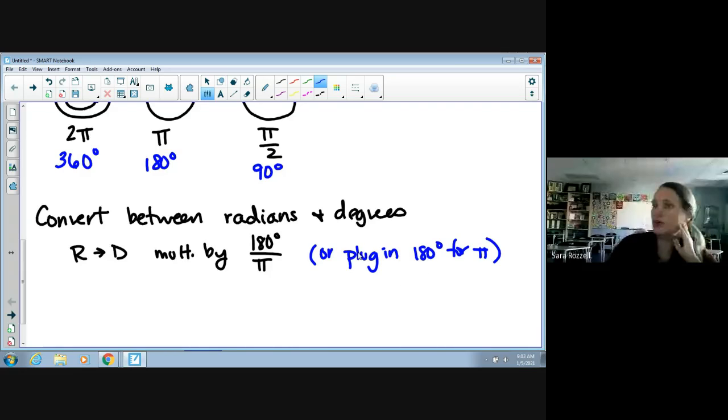And if you don't want to do a conversion factor on that, you can always plug 180 degrees in where you see pi. So pi and 180 are the same thing. So whenever you see a pi and you want to change it to degrees, you could always just put 180 in. It's the same thing as doing this conversion factor.